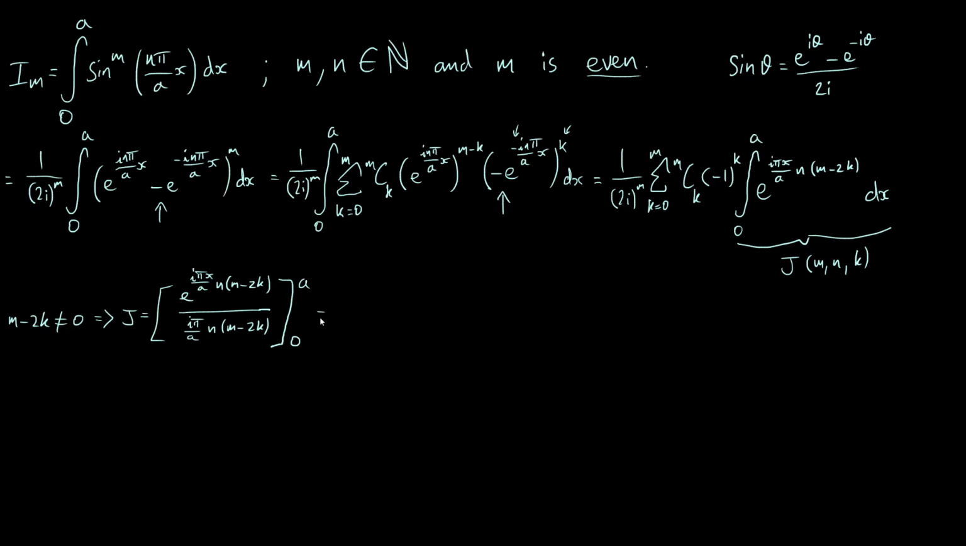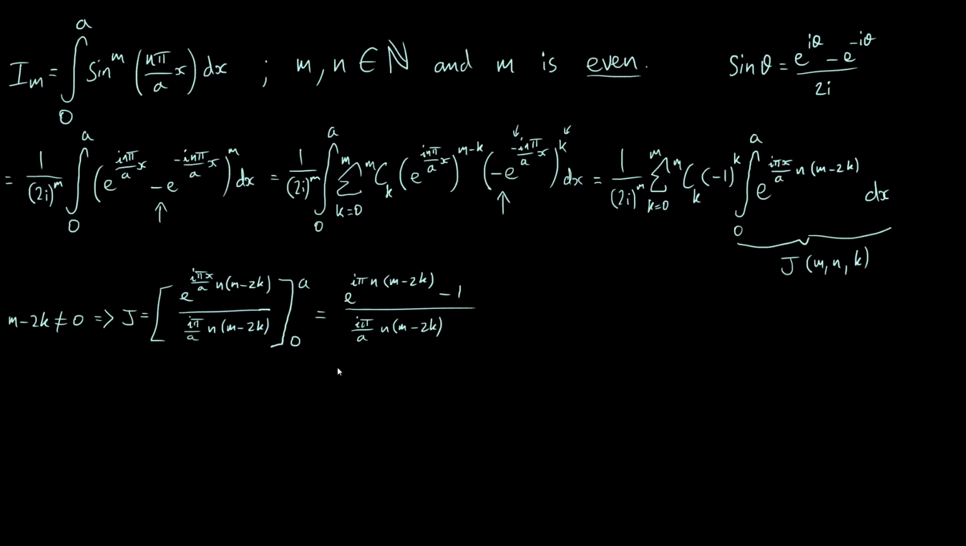And so what does this become? Well, if we plug in x equals a, the x and the a are just going to cancel, right? So we're going to get an e to the i pi n times m minus 2k. Then when we plug in x equals 0, we just get e to the 0, which is 1, right? So we subtract off 1, and then that whole thing has to be divided by i pi over a times n times m minus 2k.